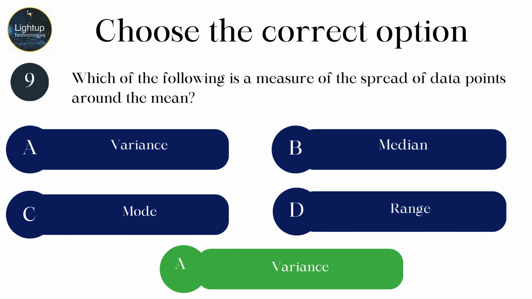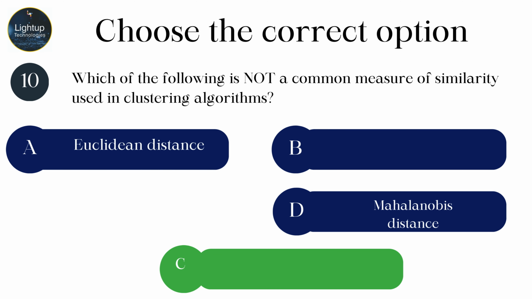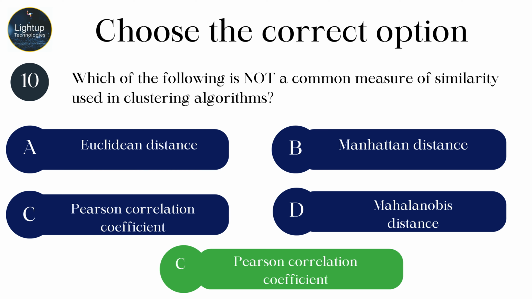Which of the following is a measure of the spread of data points around the mean? Which of the following is not a common measure of similarity used in clustering algorithms?